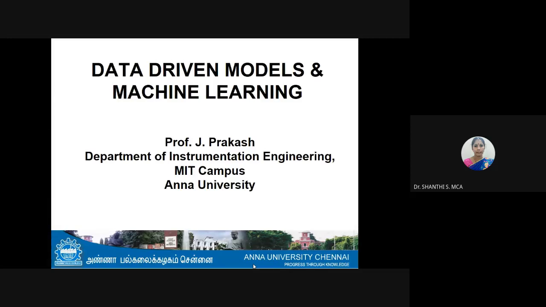He carried out collaborative research at international level with the Computer Process Control Group, Department of Chemical and Materials Engineering, University of Alberta, Canada, in the area of state estimation and data fusion, and particle filter for state and parameter estimation in constrained processes. Now I request Dr. Prakash J, Professor, Department of Instrumentation Engineering, MIT campus, Anna University, to share his experience with us on the topic of data-driven models and machine learning. Now the session is yours, sir.